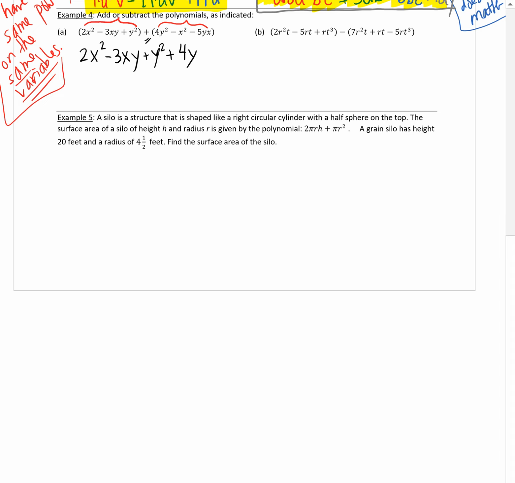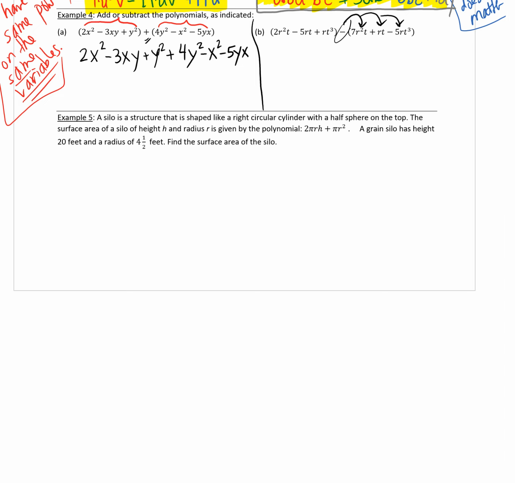I'm just going to rewrite this with no parentheses. I'll just have to keep in mind for part B of this problem, notice there's a minus sign, so I'll have to be careful to distribute that negative or minus sign inside the second parentheses. But that's a problem for later. I'm not going to worry about that now. So now part A, now that I've removed the parentheses, this is a problem just like we saw in example 3.